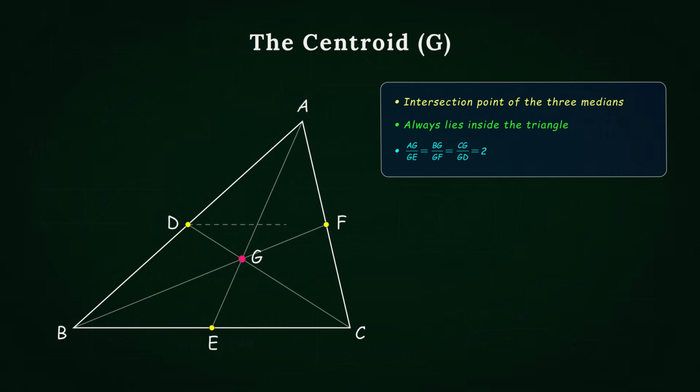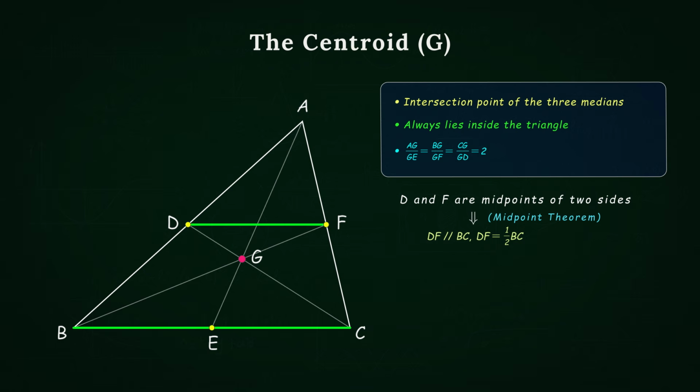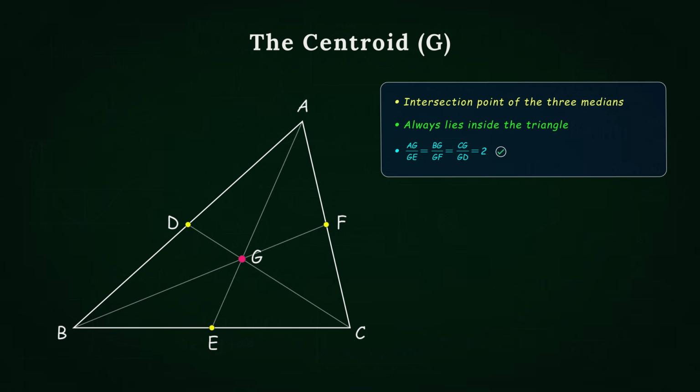We can connect DF. Since D and F are midpoints, by the midpoint theorem, DF is parallel to BC and half the length of BC. Therefore, these 2 triangles are similar. Their similarity ratio is the ratio of DF to BC, which is 1:2. So GF and BG, as corresponding sides, are also in the ratio 1:2. Using the same argument, we can show that the other 2 medians are also divided in the ratio 1:2.